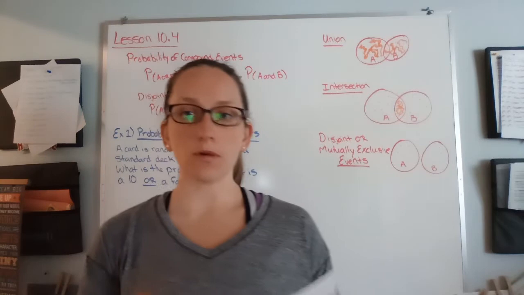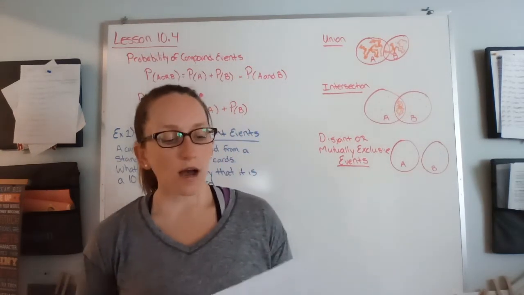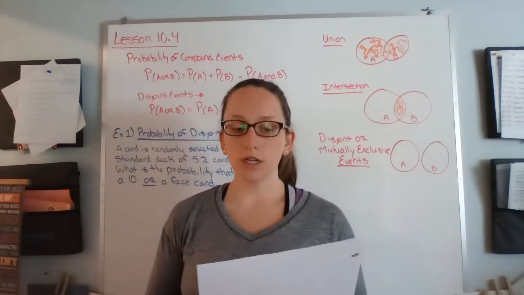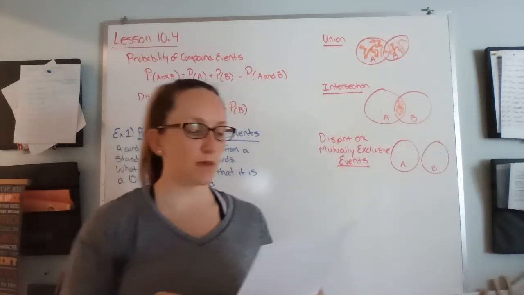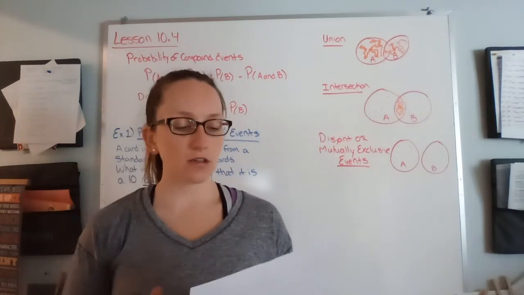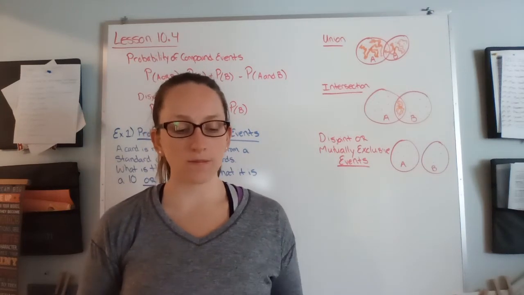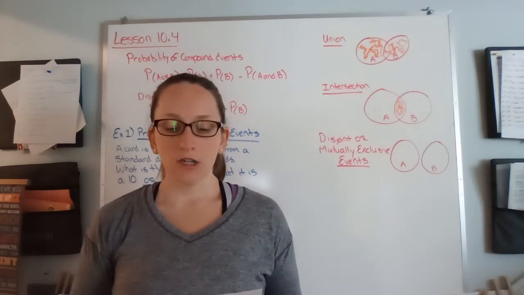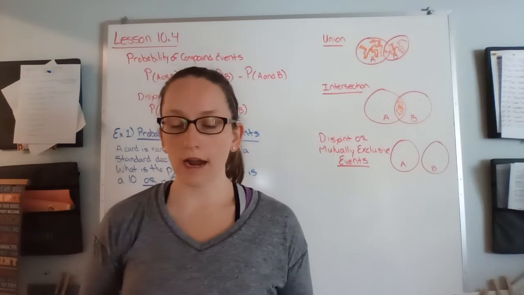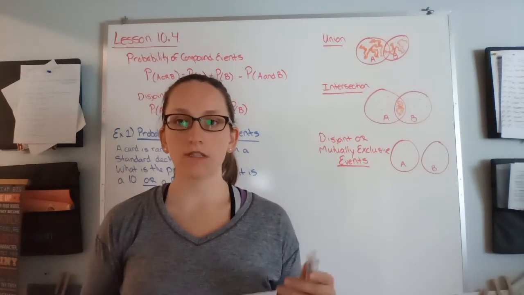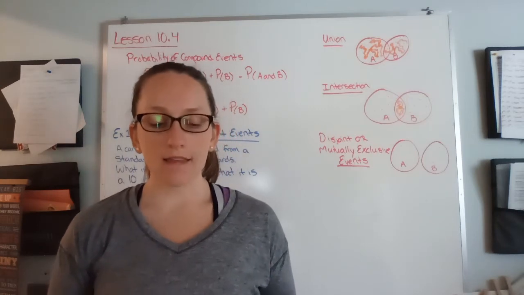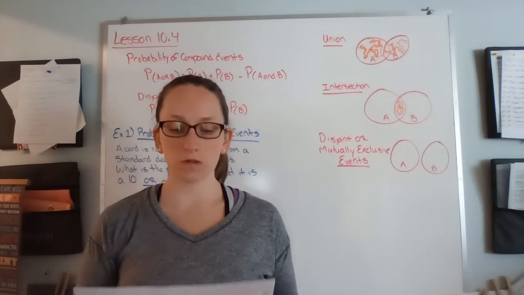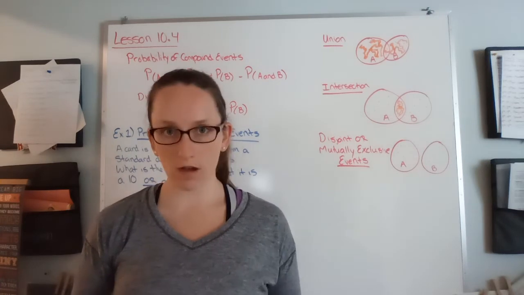The vocabulary, I didn't write it up. I'll just read it to you. Compound events: the union or intersection of two events, which we'll talk about in just a minute. Overlapping events: two events that have one or more outcomes in common. So we're going to have to take account for the overlapping events with some of our problems. And then disjoint or mutually exclusive events are two events that have no outcomes in common.